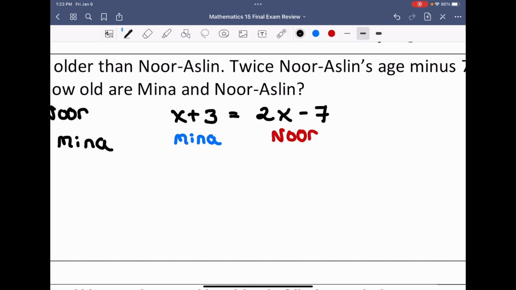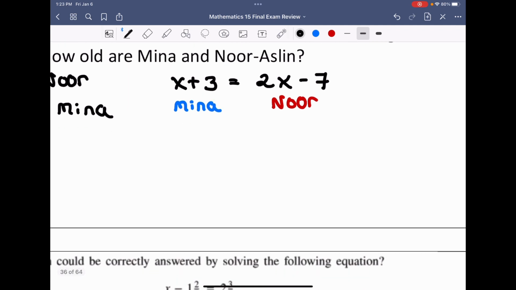Now all we have to do is solve for x, which is going to represent Noor's age, and we'll also be able to find Mina's age from here. Let's do it. So my first step is going to be subtracting away x from both sides. It will eliminate from the left, leaving me with 3 is equal to 2x minus x is 1x, and then minus 7. From here, I know that I have to add 7 to both sides because I want to isolate for x, and therefore I'm going to get x equal to 10.